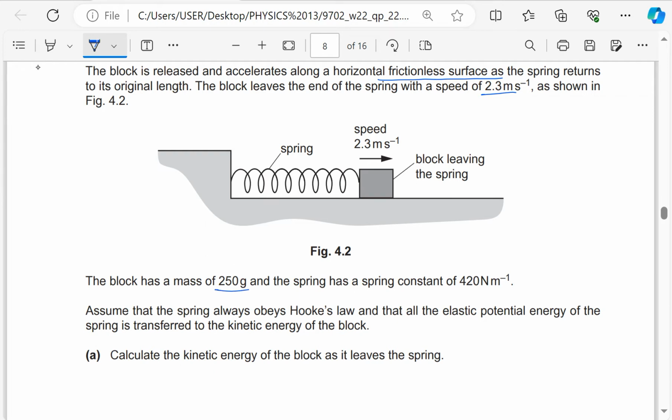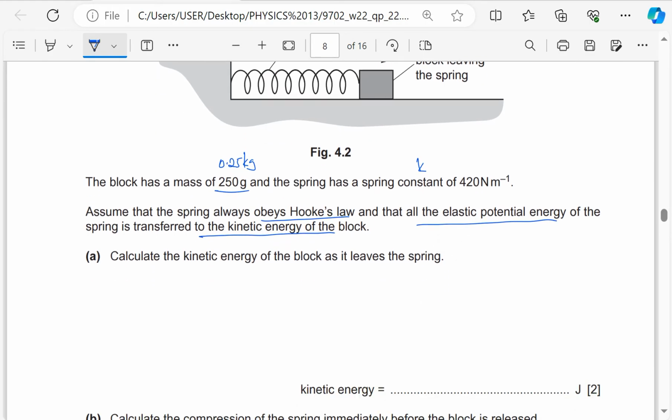I think 250 grams should be 250 divided by 1000, which is 0.25 kilograms. And the spring constant k is 420 newtons per meter. Assume that the spring always obeys Hooke's law and that all the elastic potential energy is transformed into kinetic energy. Capture the kinetic energy. So the elastic potential energy is given by a half k x squared, but remember this becomes the kinetic energy.